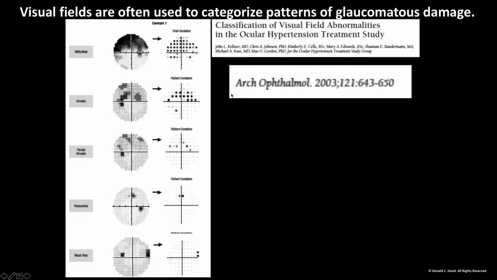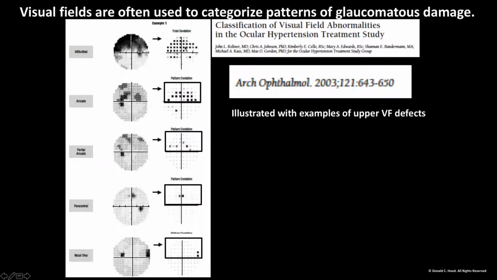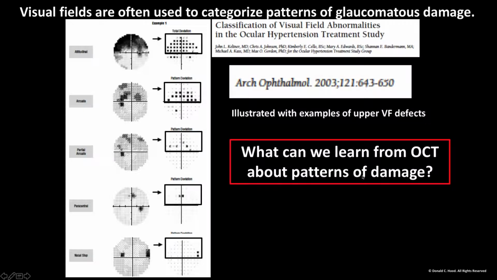So let's step back and ask, how are defects categorized? Well, here's one ambitious scheme by Keltner, Johnson, and colleagues that was used for the OHTS trial. And I've redone this figure of theirs so that these are all upper visual field examples. So this is a nasal step, this is a paracentral defect, partial arcuate, arcuate, altitudinal, right? So these regions are all upper field defects. Okay, what can we learn from OCT about patterns of damage? How do they relate to what we're seeing here?